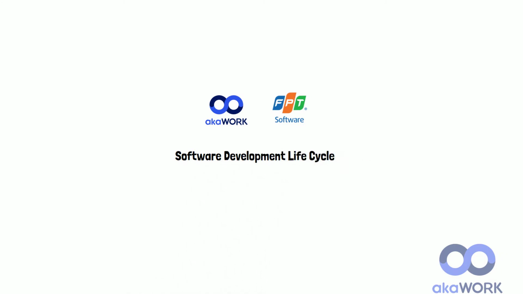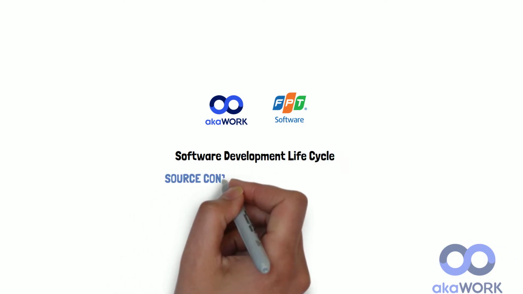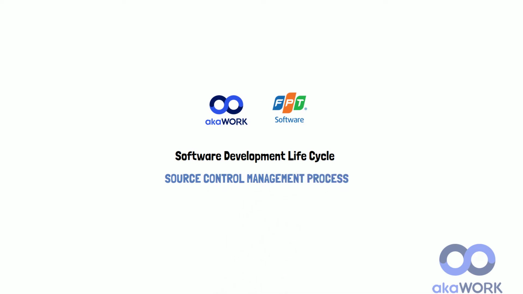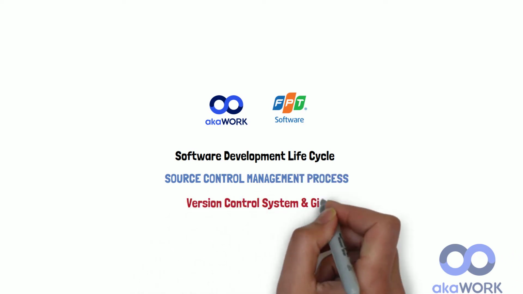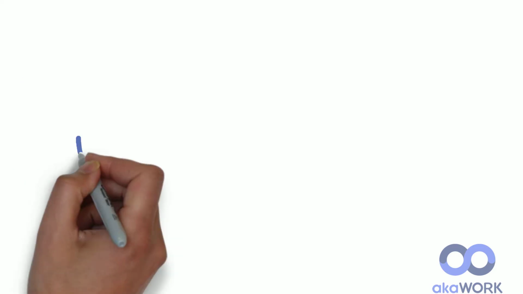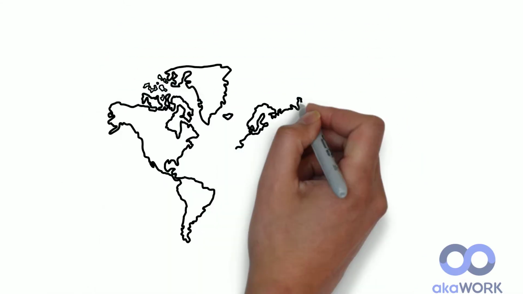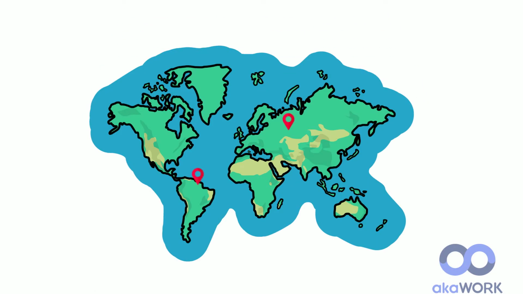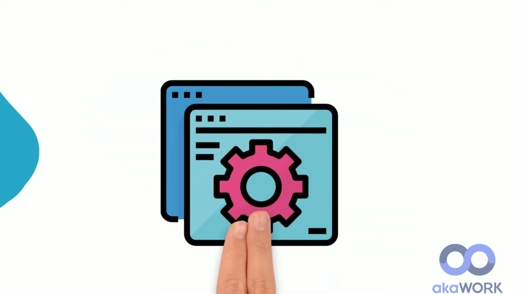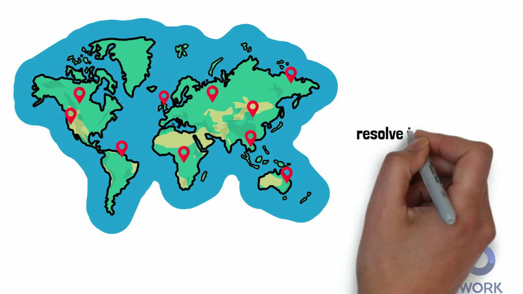In the last video of this series, let's explore the source control management process through version control systems and Git. In order to start learning about version control systems, let's begin by talking about one use case. A global company that has offices spread over several countries with thousands of employees wants to build an application to resolve a business problem.